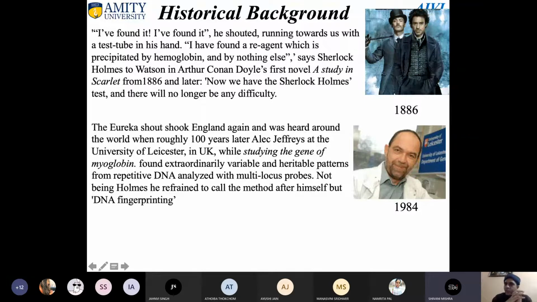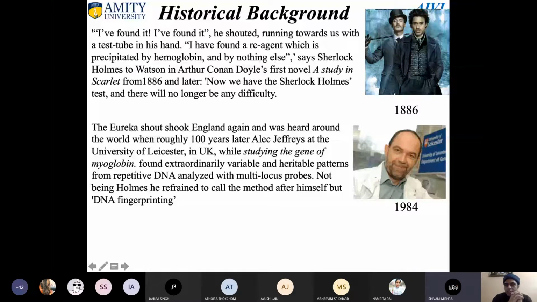Earlier, in the Sherlock Holmes novel, no such type of test actually existed. But the real test was discovered by Alex Jeffrey, the real Sherlock Holmes, who is also called the father of DNA fingerprinting. So what was Alex Jeffrey doing? The Eureka shout shocked England and was heard around the world roughly 100 years later.